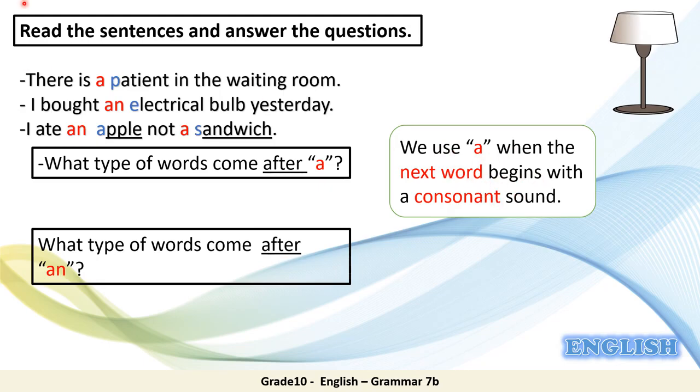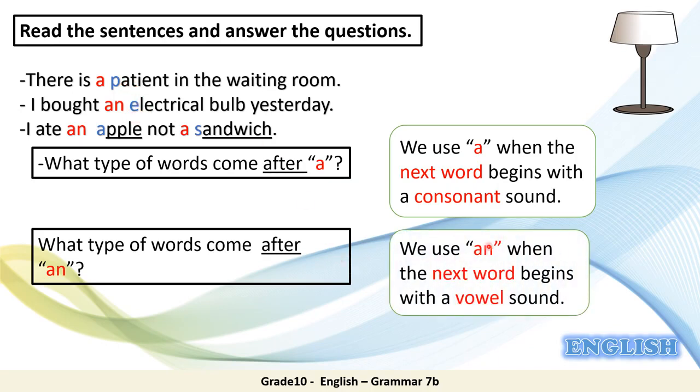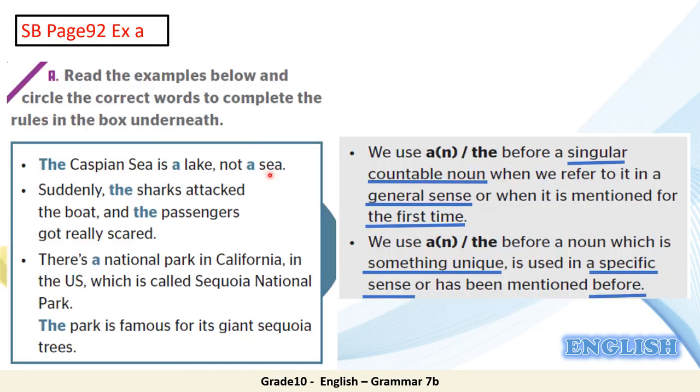How about an? Let's look at these two words. An electrical bulb, an apple. What do you notice about the initial sound? Is it a vowel or a consonant sound? That's correct. So, we use an when the next word begins with a vowel sound. Let's take another exercise in your student book, page 92, exercise A.